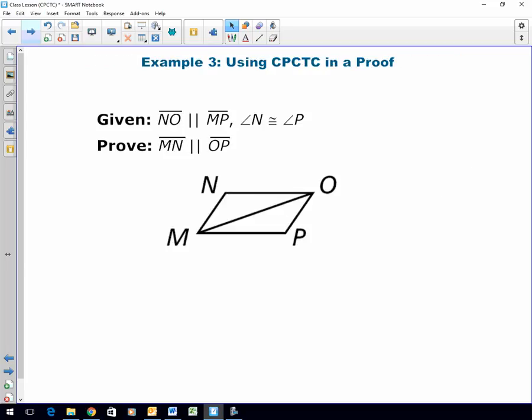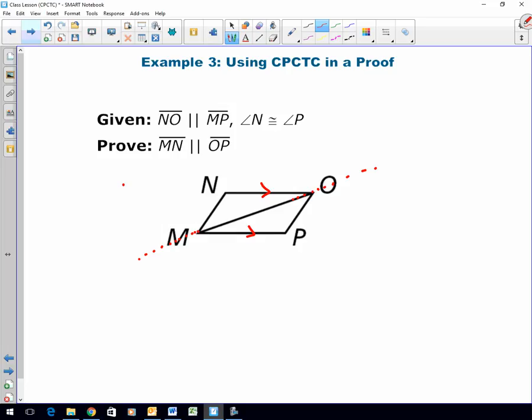I don't like this one so much because we haven't talked about parallelograms, but I wanted to show this to you. Mr. Bradley, I want to show this one to you. It's going to be important in your life. NO is parallel to MP. Let's see what that means. NO parallel to MP. That's good.